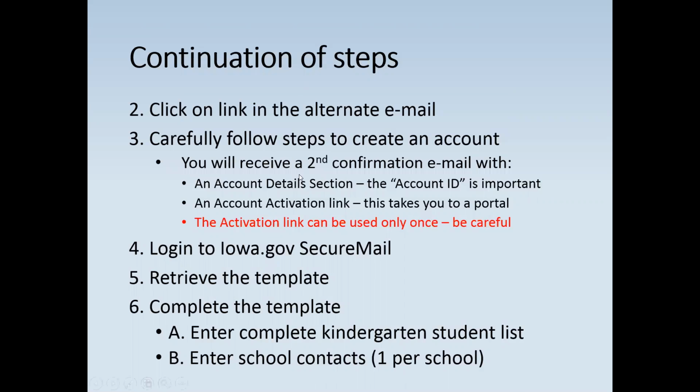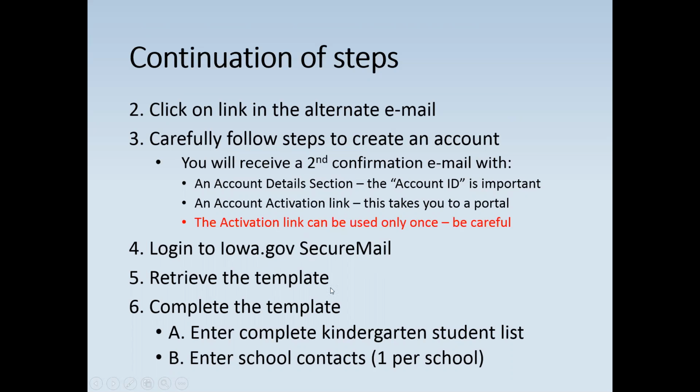So in the email, and we're going to look at the email, you'll see an account details section. The account ID is very important. You'll also see an account activation link. This takes you to a portal. The activation link in that email can only be used once, so be very careful once you start this process. The fourth step is to log into the iowa.gov secure email. So this is creating the account, and this is logging into the secure mail portal after you've created that account.